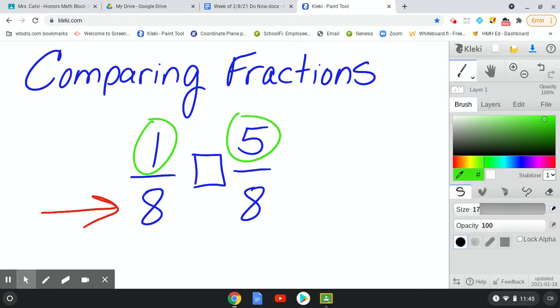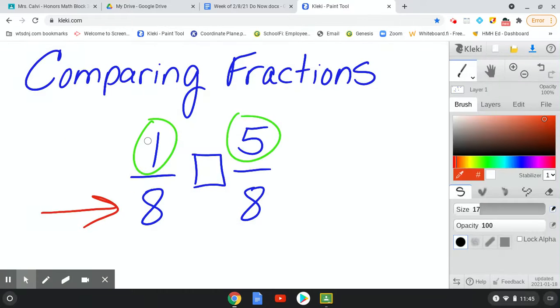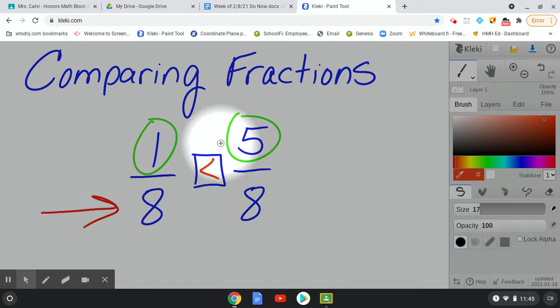So if 1 is less than 5 and both of the denominators are 8, remember, this will only work if both denominators are the same. I can just look at my numerators. 1 is less than 5, so that means 1/8 is less than 5/8. So you can only look at the numerators and compare that way if your denominators are the same, okay?